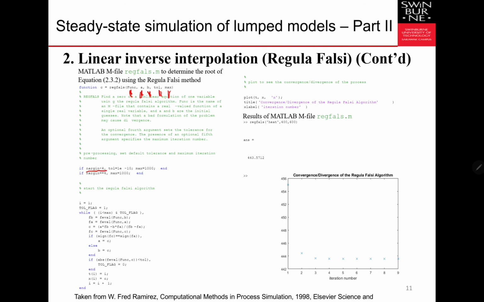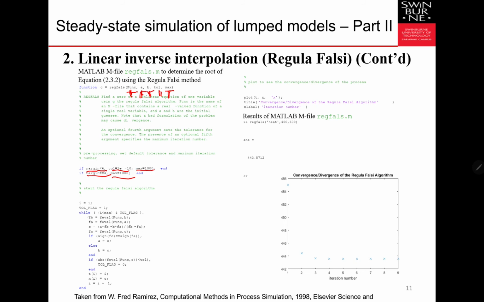nargin here refers to the number of input arguments. If the number of input arguments is less than 4, so you only put in 3, then this will set up the tol and max. If your number of input arguments is 4, it will set up the max value.